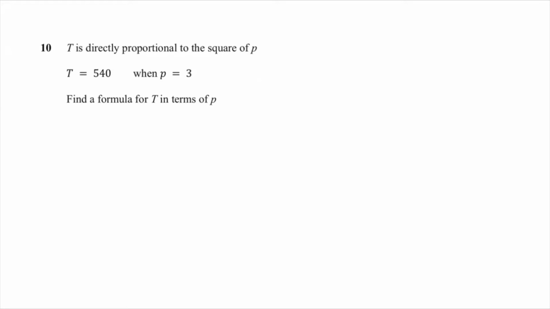Okay, so we're being told that t is directly proportional to the square of p. Now this should trigger our constant of proportionality, which is represented by the letter k. So t is equal to k times whatever they're talking about, because it's directly proportional. So it's the square of p. When t is 540, p is 3. Now we're going to work through this so that we can work out what k is.